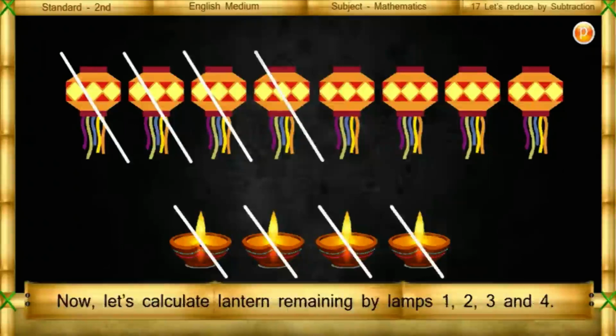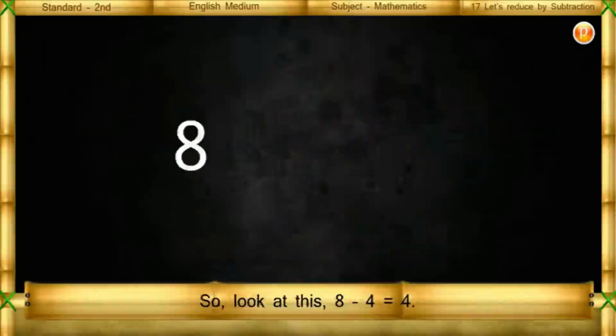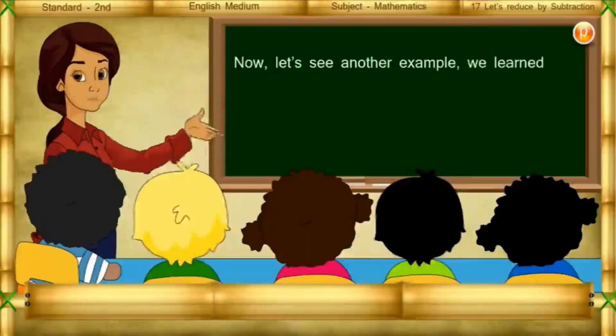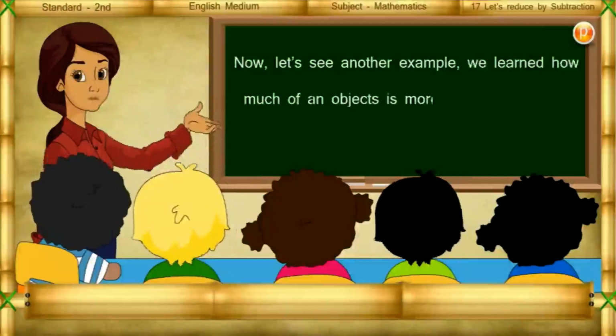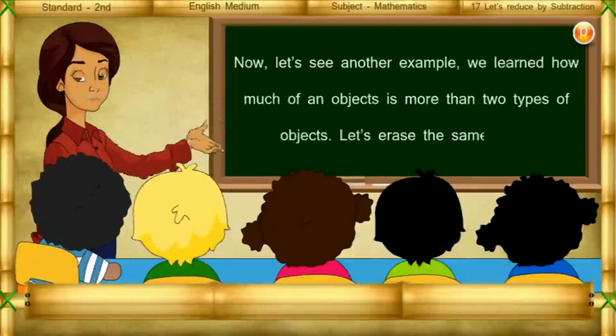Now let's calculate the lanterns remaining after the lamps. 1, 2, 3 and 4. This means that lanterns were more than lamps by 4. So look at this. 8 minus 4 equals 4. Now let's see another example. We learned how much one object is more than another type of object. Let's erase the same things.